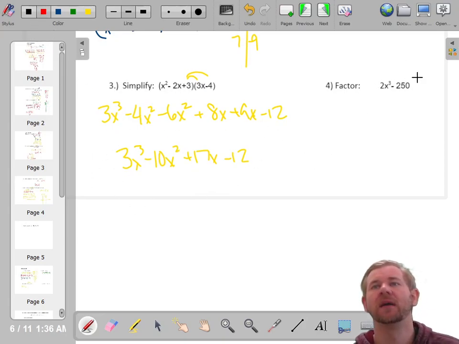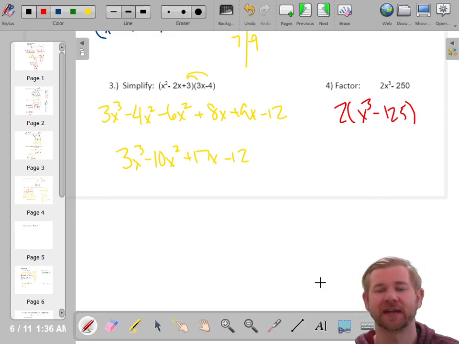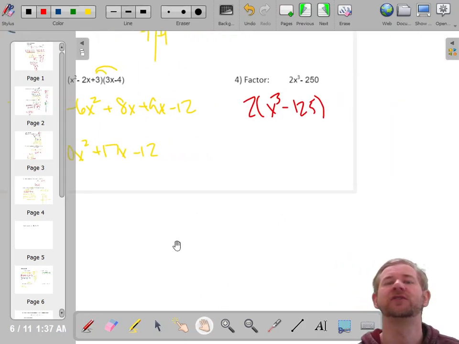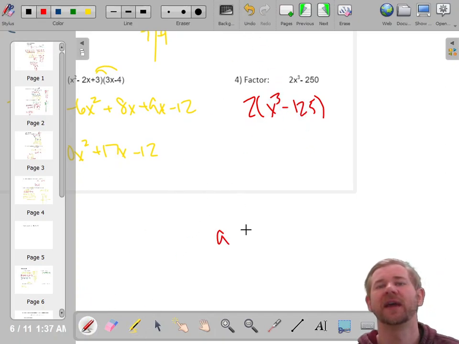You're done. One more factor problem. If you look at this, you're like, oh, perfect cube. Yes, but you need to factor out the GCF first for it to actually be something we can factor. You see that there's an x cubed, but 2 is not a perfect cube, and 250 is not a perfect cube. So you have to first do GCF, and now we can say, okay, this is a formula: A minus B times A squared plus AB plus B squared.